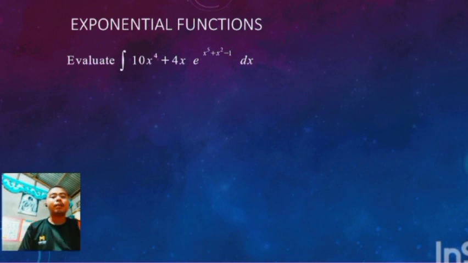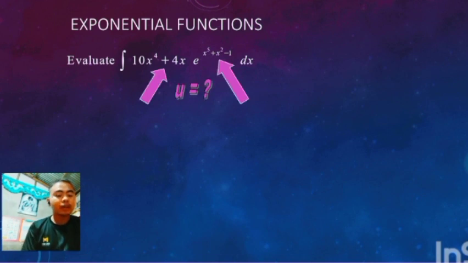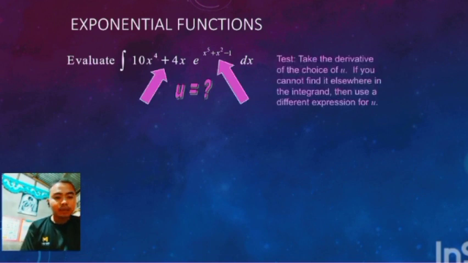Alright, the next example that we have here is the integral of 10x raised to 4 plus 4x, and then x raised to 5 plus x squared minus 1 dx. So we're going to test which of these will be the u. So take the derivative of the choice of u. If you cannot find it elsewhere in the integrand, then use a different expression for u. So we're going to test.